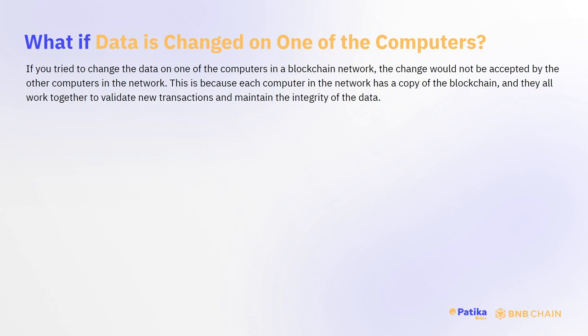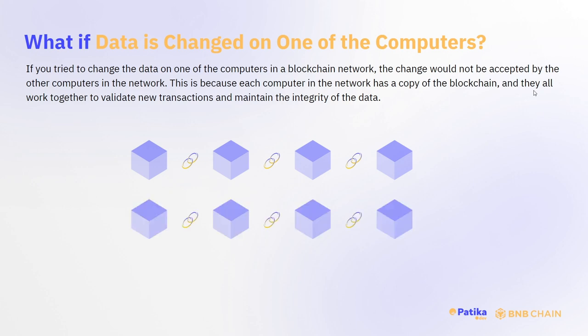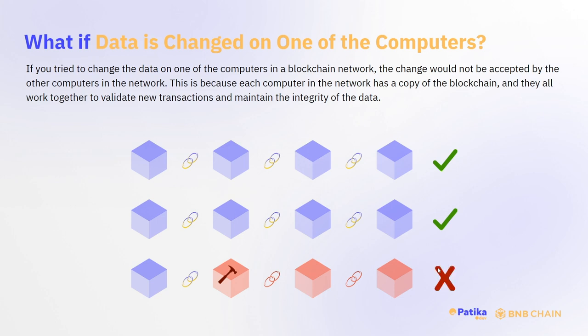So what if data is changed on one of the computers? If you try to change the data on one of the computers in a blockchain network, the change would not be accepted by the other computers in the network. This is because each computer in the network has a copy of the blockchain, and they all work together to validate new transactions and maintain the integrity of the data. For example, one computer has the blockchain and the other one has the same blockchain, and in the third one there is a change made by some malicious actors. So in this regard, the majority will be considered as valid because we are 2 and you are 1, and you are not going to be considered as valid. So this makes blockchain really secure.